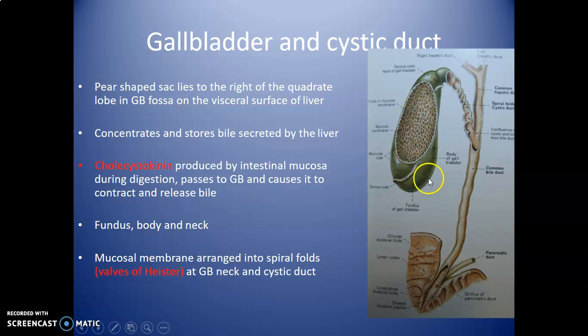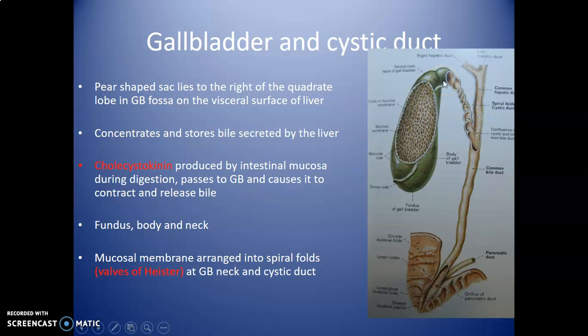You can have the fundus, then this is the body, and before you get to the neck, the mucosa of the gallbladder is thrown into folds, and it has a muscular coat before you get to the serous coat. So you have mucosa, which is lined by simple columnar epithelium with microvilli. Then you have the muscular coat with smooth muscle cells and the serous coat. So you have the fundus, the body, and the neck portion. This is the cystic duct, which usually has spiral folds.